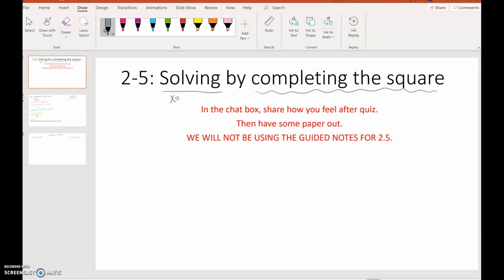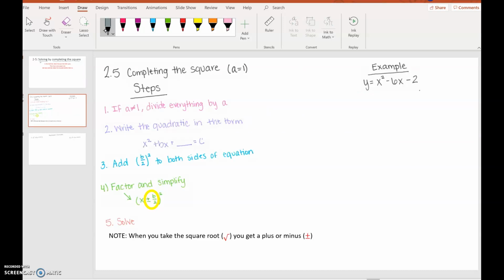For 2.5, we are not going to be using the guided notes. Again, we are not using the guided notes. You're just going to need some paper out. So if you need to pause this video and get regular paper out, go ahead and do so. And let's go ahead and get started. So 2.5, again, is completing the square.